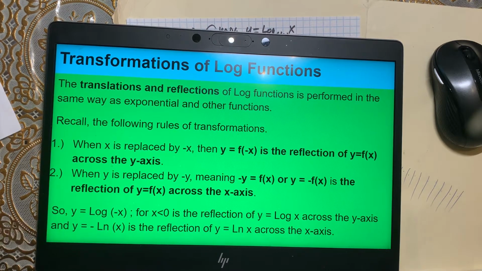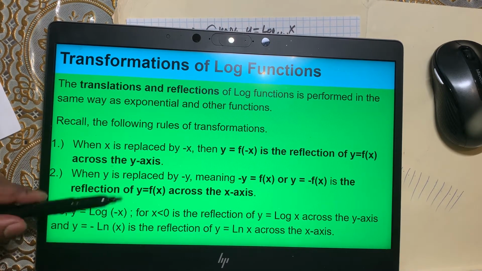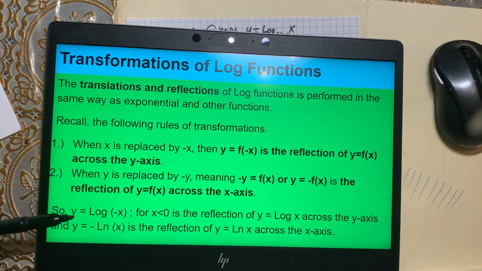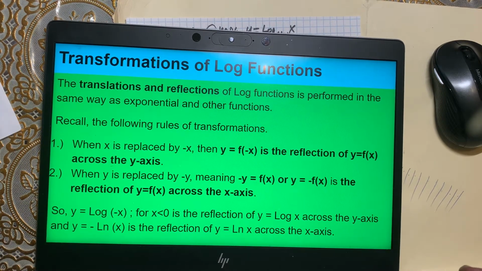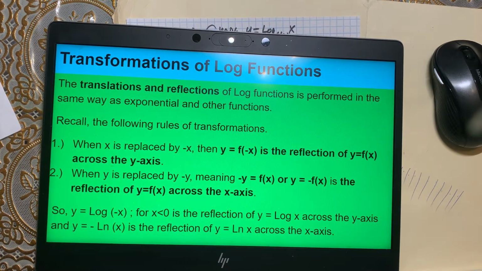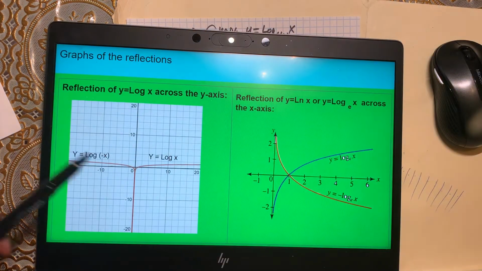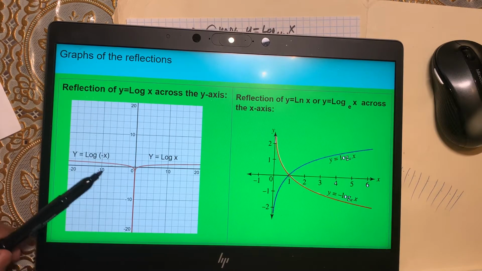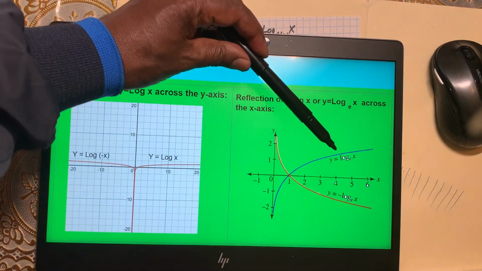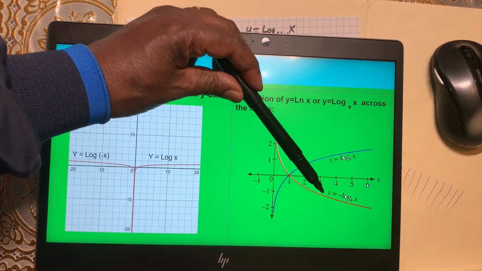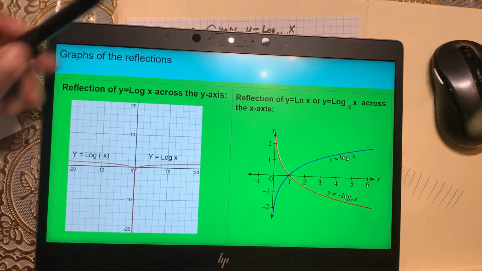Say y equals log of negative x is a reflection of y equals log x across the y-axis, but y equals negative ln x is the reflection of y equals ln x across the x-axis. You can see this with the following graph. Y equals log x, y equals log of negative x, reflection across the y-axis. Y equals log base e of x, y equals negative log base e of x, across the x-axis.